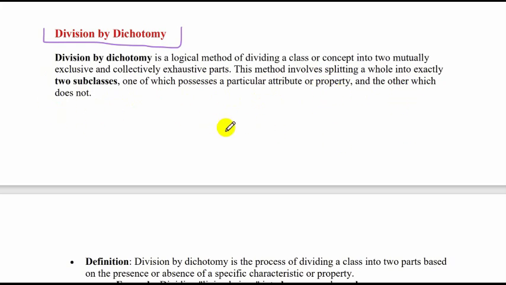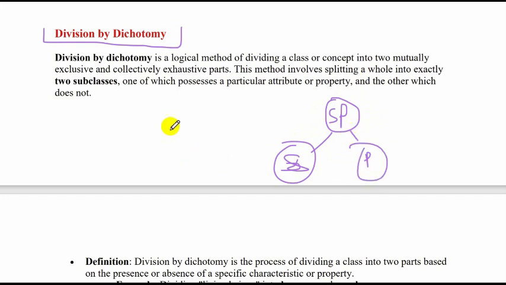So with this we have already covered. For example, a broader category containing S and P, whatever it may be, S may be sugar, P may be, for example, parrot. So we know that sugar and parrot are completely opposite. They have nothing in common. So we categorize sugar into one class and parrot into another class. They each possess a particular attribute or property which the other class does not have.